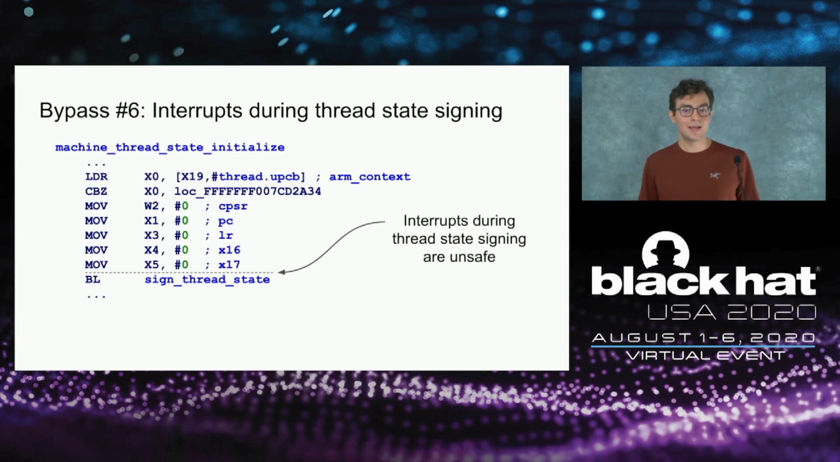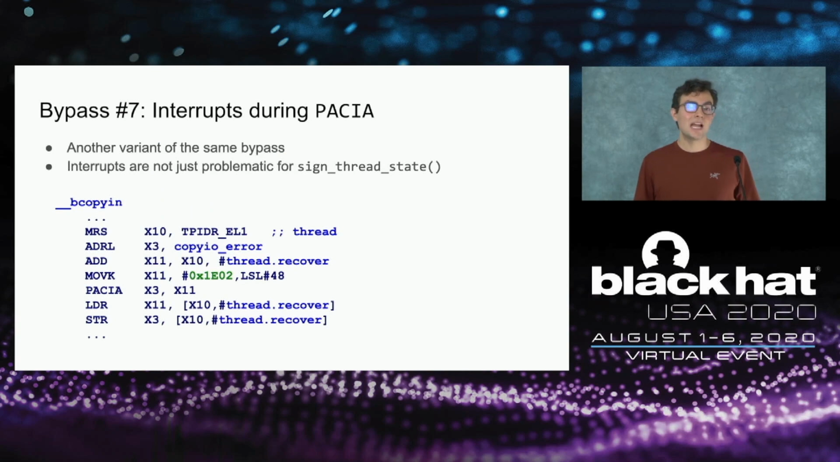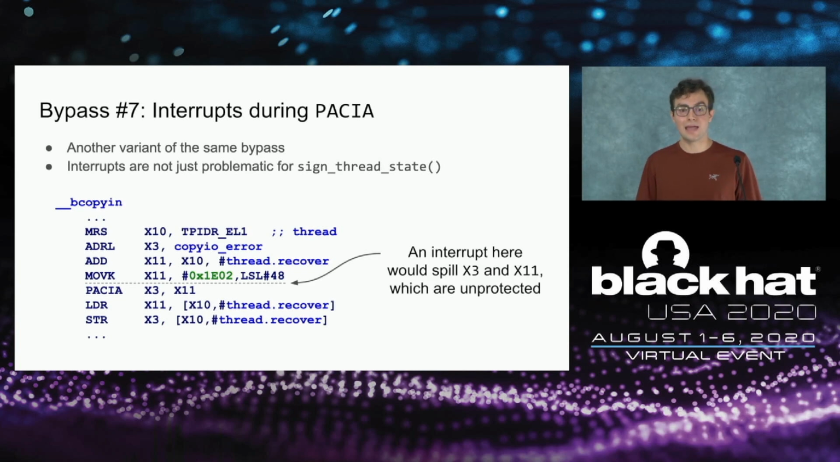But the more I thought about it, the more I realized that this doesn't just apply to this sign thread state function. Anytime you have a PAC signature being generated, it needs to be the case that either interrupts are disabled or it's only using interrupt-safe registers. This let me search for other variants of this same bypass. Here you can see an example in the function bcopyin, where we have an unsafe PAC-IA operating on registers X3 and X11. I'm not going to go into this one in detail, but it's fundamentally the same bypass as before, just with a raw PAC-IA instruction rather than thread set state.